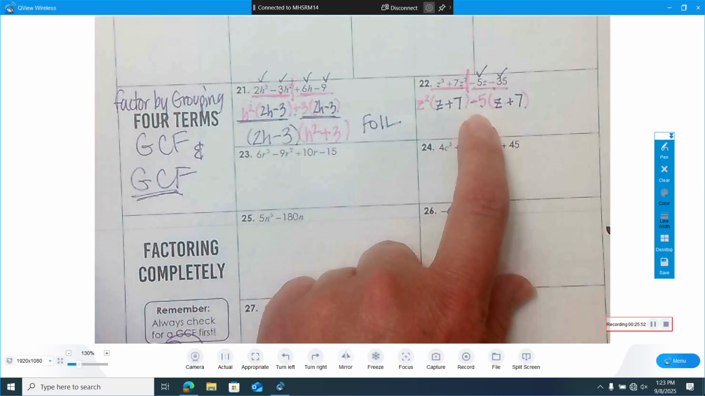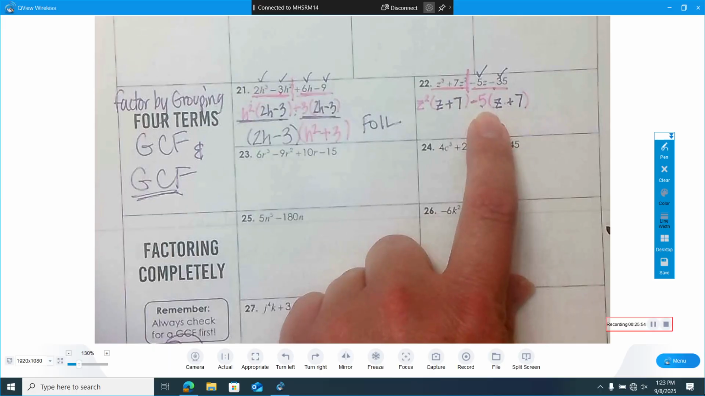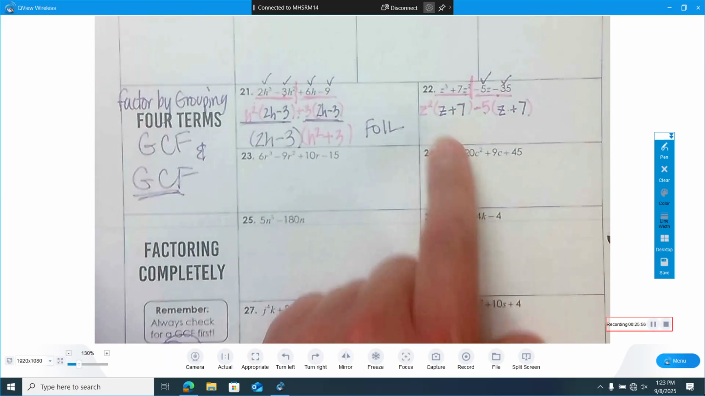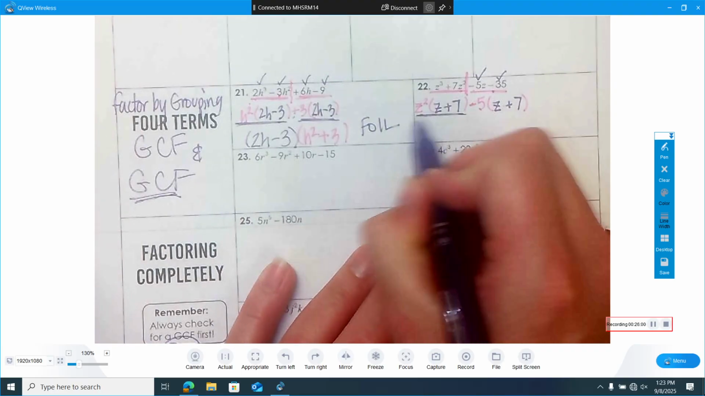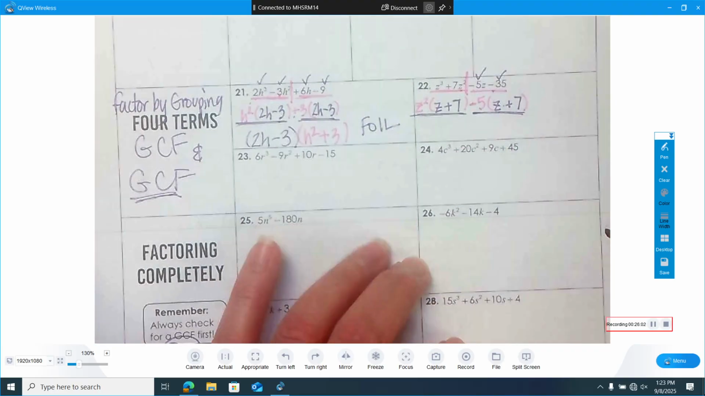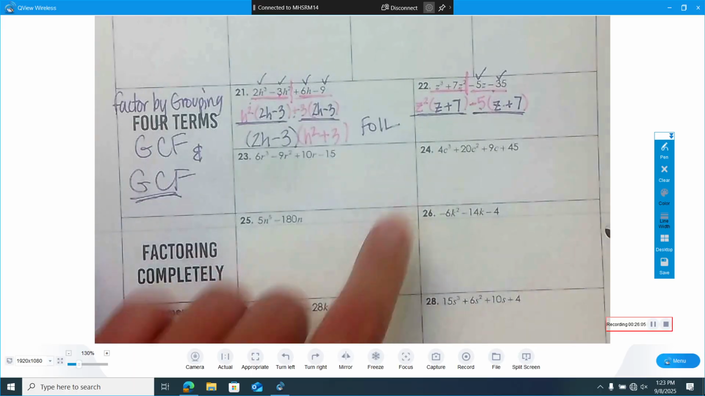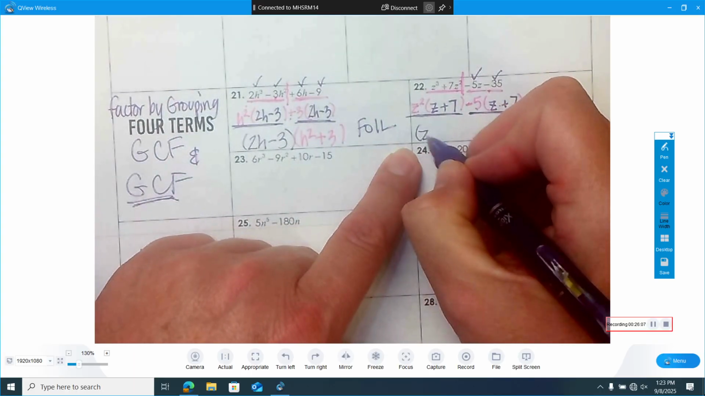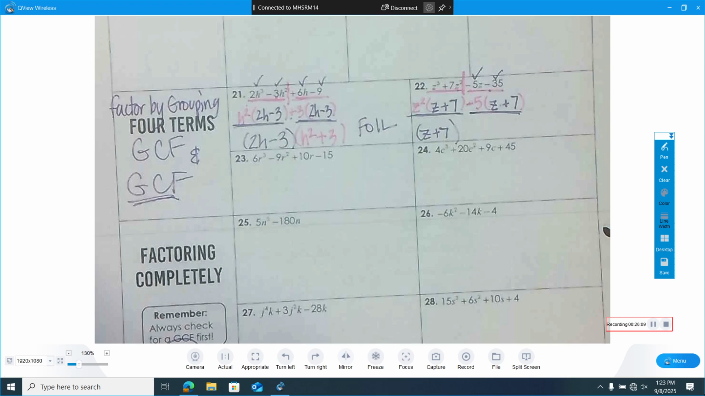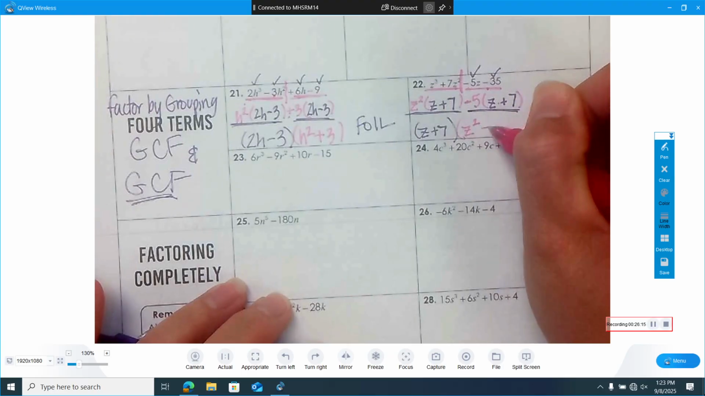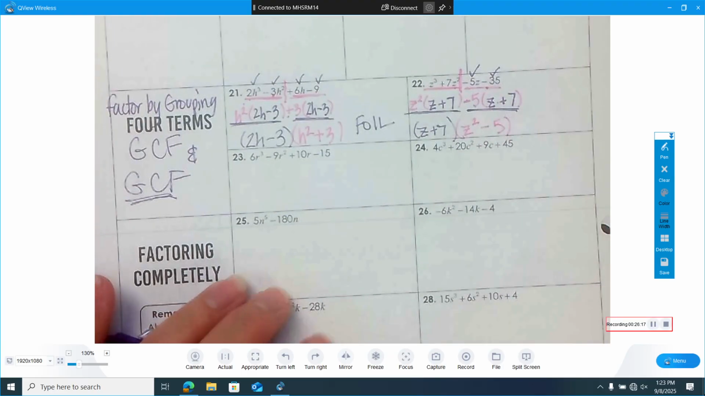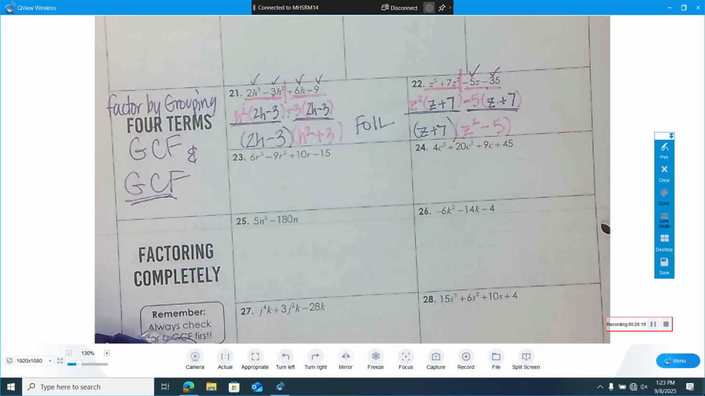So when we look at that, are we done or do we have one more step? We have one more step, because once again, now I have two terms here. Do they have something in common? They do. They both have Z plus 7. And if I undistribute that Z plus 7, what's left? Good. Z squared minus 5.